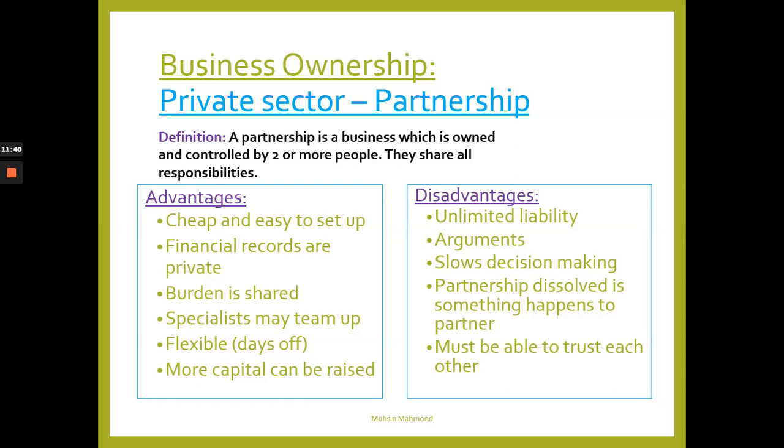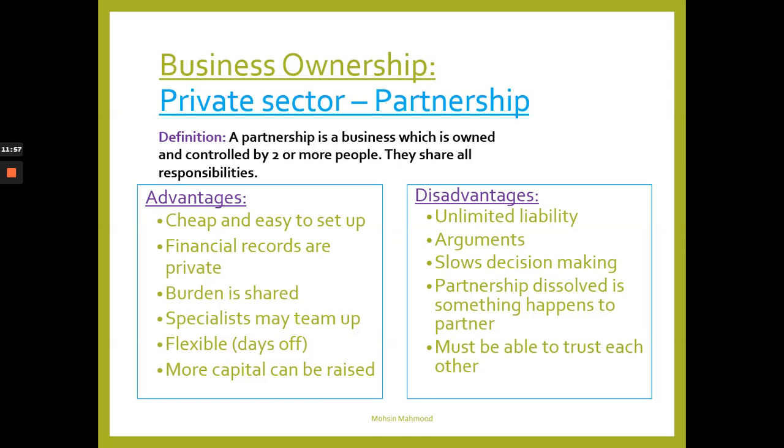More capital can be raised. Okay, so between the partners, more capital can be raised. They may be able to ask more family members, maybe for interest-free loans, or they may be able to go collectively to a bank and ask for a loan. Okay.